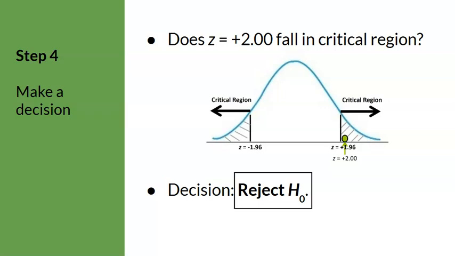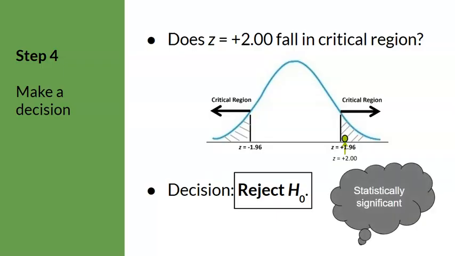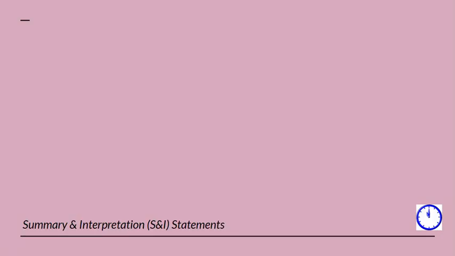Thinking like a researcher, what does it mean to reject the null hypothesis? This decision means that the study appears to be statistically significant. Again, this initial interpretation of the decision is critical in writing summary and interpretation statements. After a z-test is conducted, a researcher must report and interpret the results of the study. So, let's practice those summary and interpretation statements. I encourage you to pause the video here and try to write the statements on your own first. Then resume the video to show the answers.